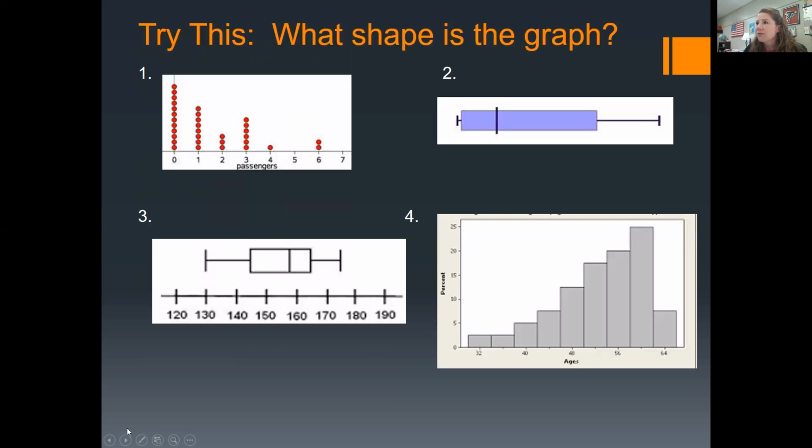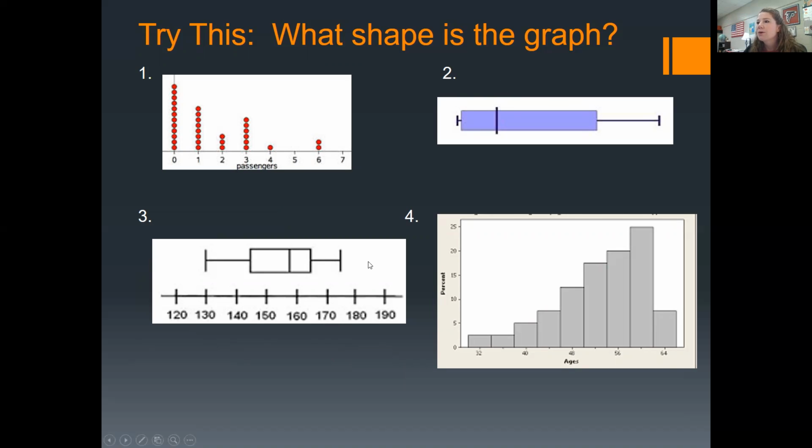All right, let's look at all these graphs, and I want you to think before I say the answer: what shape are these graphs? The first one, you would say this skews in which direction? To the right. What about number 2? This has a skew to the right. From here to here, that's 50% of your data. From the median to the lower quartile, that's 50% of your data. So this tail would skew off to the right.